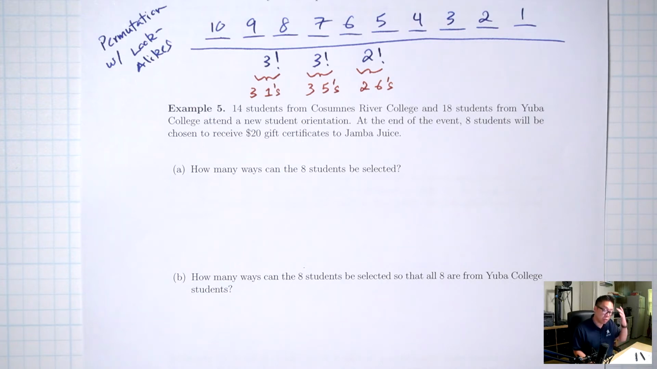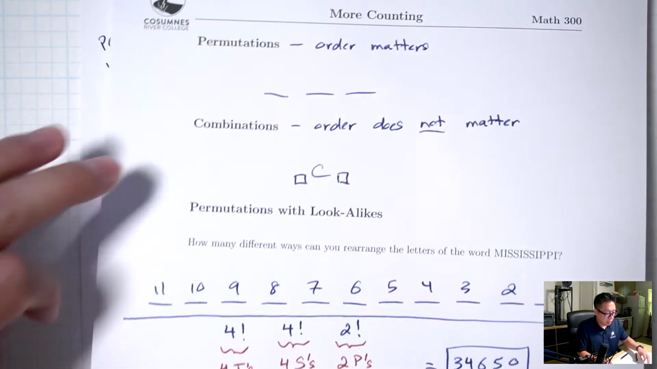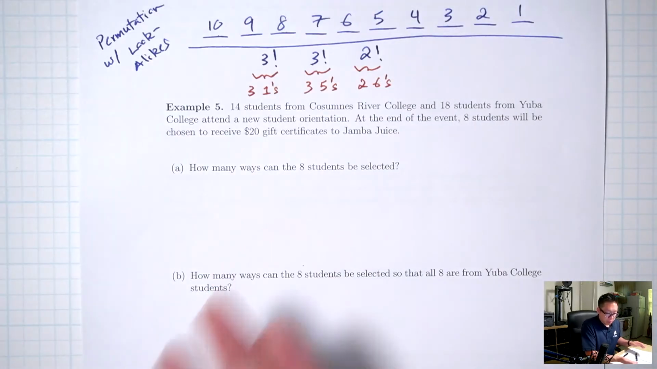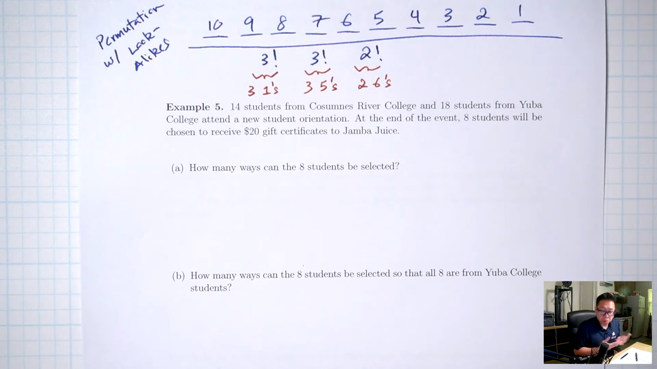Okay, so you're choosing 8 students. First thing I would probably ask myself is, does the order matter when you're choosing these 8 students? They're all receiving $20 gift certificates. So it doesn't really matter who gets picked first or second or third, because they're all getting the same prize. Order does not matter. Okay. Is it a regular combination or is it a multi-choose? Part A, I'm just choosing 8 students. I'm just choosing one time. Regular combination.